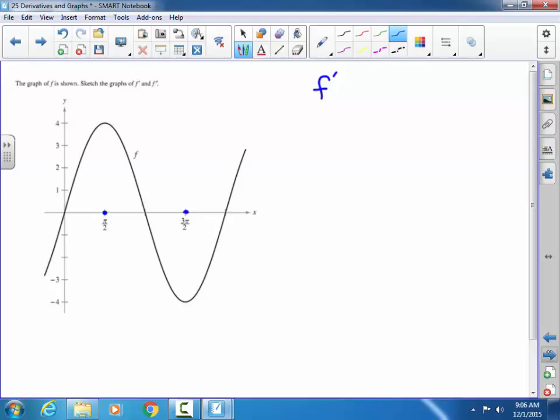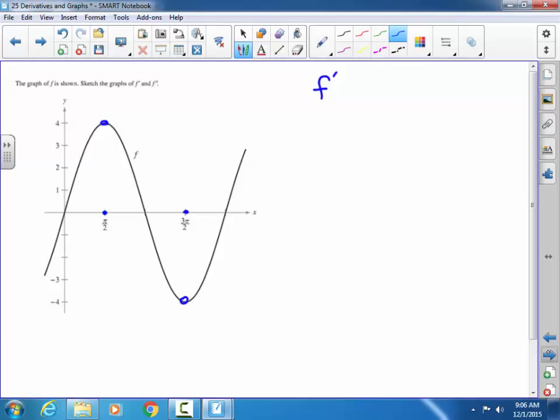All right, looking at f, where is the derivative equal to 0? The derivative of f is equal to 0 here at pi over 2 and at 3 pi over 2. So I know those 2 points are on my graph. Draw them in there.